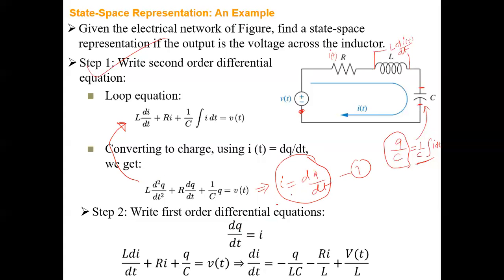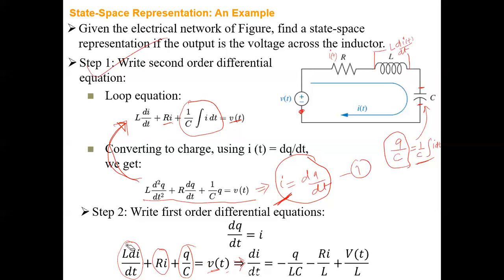Now, with the help of this equation, can you rewrite this guy? See, L di over dt, then R i, then you have 1 over C, this guy is Q, so Q over C, equals Vt. Can you rewrite this guy as this? Look at here.